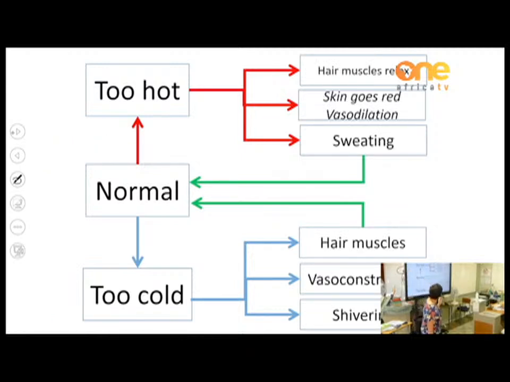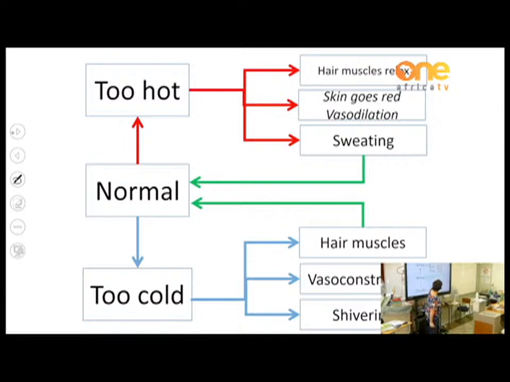Okay, so perhaps you have something else. You can just add. We can have too hot, hair muscles relax. Skin goes red, vasodilation, and sweating. We want to say more sweat will be released.